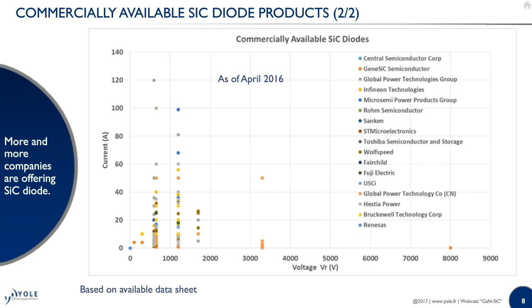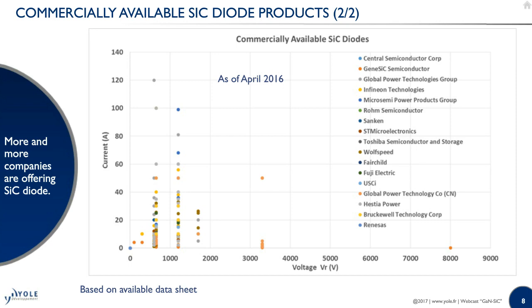here a product chart that Yole has made based on available data sheets, and we can identify that by the year 2016, 17 players are offering silicon carbide diodes. Most of the diode products are concentrated in the 600 volt range and the 1.2 kV range.